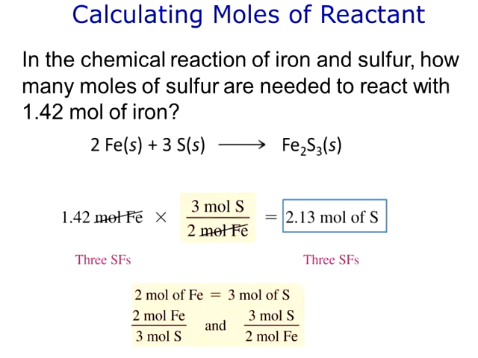And we cancel out mathematically. And we're left with 2.13. It results in 2.13 moles of sulfur. 3 sig figs in the beginning, 3 sig figs at the end. We show you the conversion factors here where 2 moles of iron equals 3 moles of sulfur, and you can read that either way.